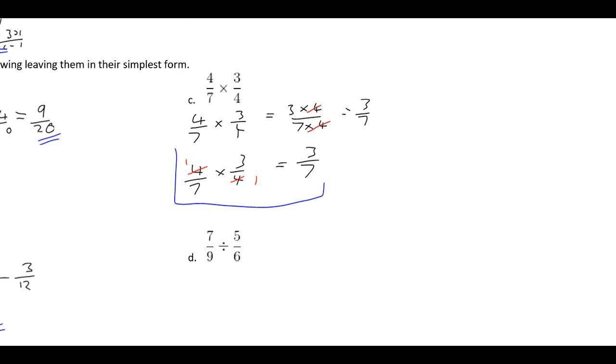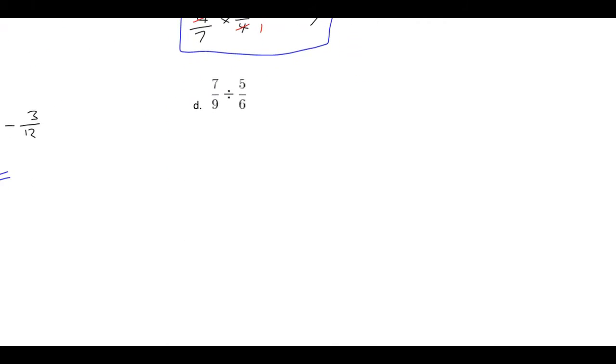Okay, so that's how I would have done it. Doesn't matter if you do it this way, but you must remember to cancel down, and it's easier to cancel top and bottom earlier rather than later. Last part of this is divide.